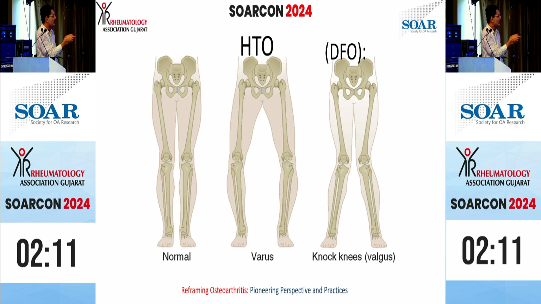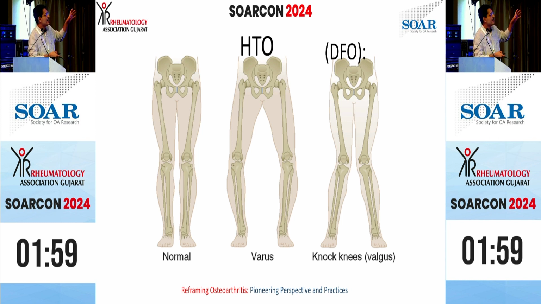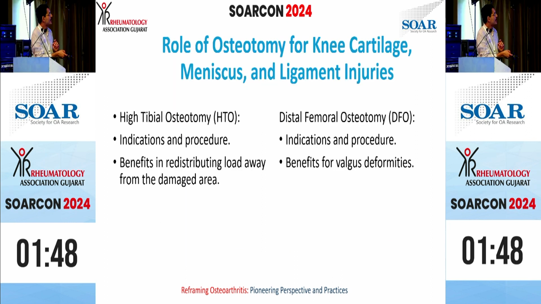So inward bowing is called genu varum, and outward bowing is called knock knees, or genu valgum. These are precursors for a rapid progression of osteoarthritis, and can be addressed with two procedures: high tibial osteotomy for a varus knee and distal femoral osteotomy for a valgus knee. These procedures can make the alignment correct and improve the loading.